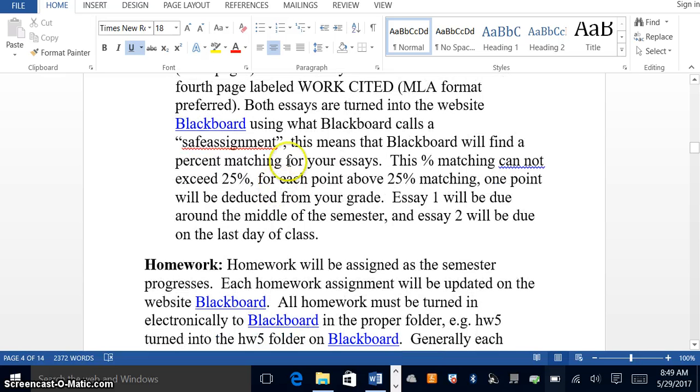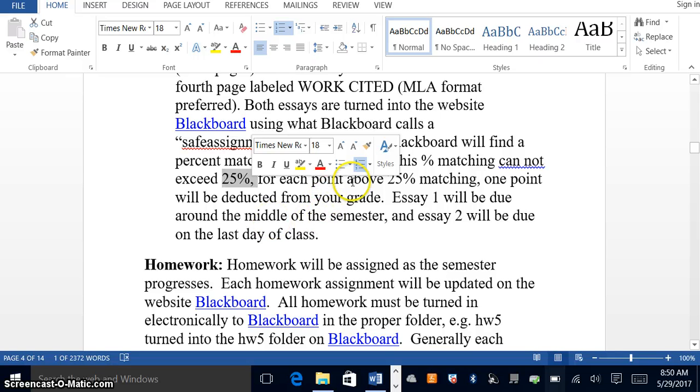Just make sure that when you turn it in, there's this thing called SafeAssign, where Blackboard does the same thing as Turnitin, if you're familiar with Turnitin, where it looks on the internet and tries to make sure that there's not a matching. But what I do on these is I give you a free 25%. So you're gonna have up to 25% matching, and your grade is 100.